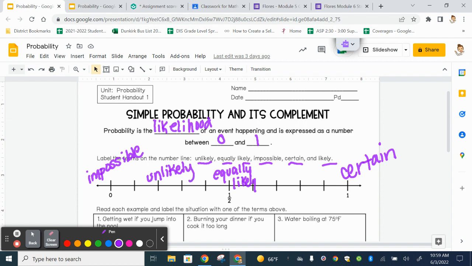And then likewise, when we start at the midpoint and we work our way up, the chances of it happening become greater. So yeah, it might not happen, but chances of it happening are likely. So likely goes right in the middle there. I want you to quickly make sure you have all of these words in. If you need to pause before we move on.